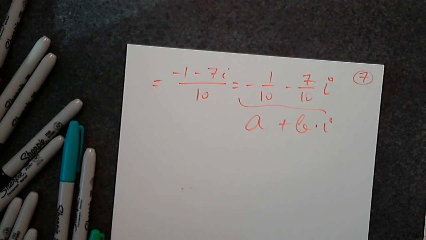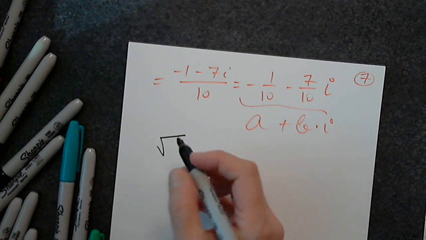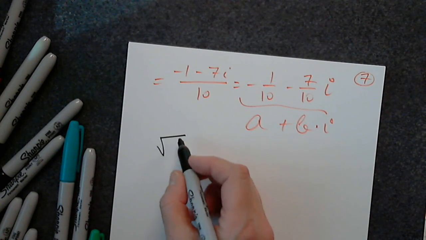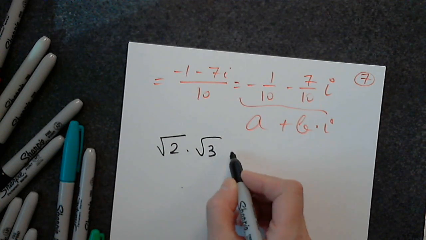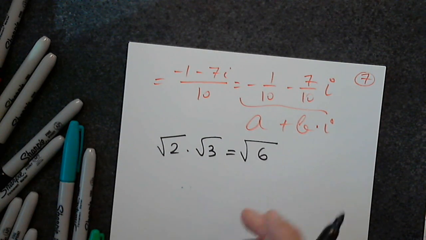Let's take a look at the following. When we take the square root of 2 times the square root of 3, can I write that this is the square root of 6?